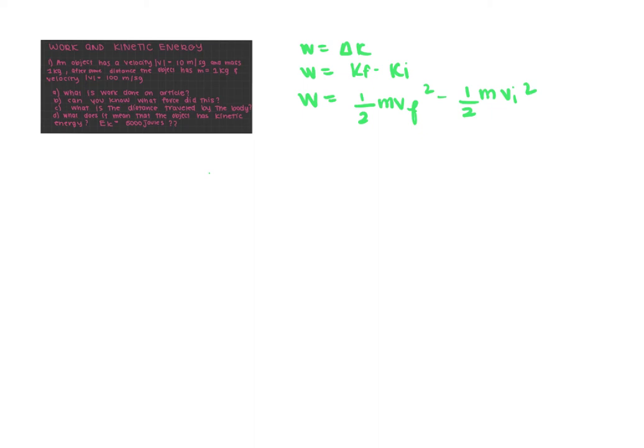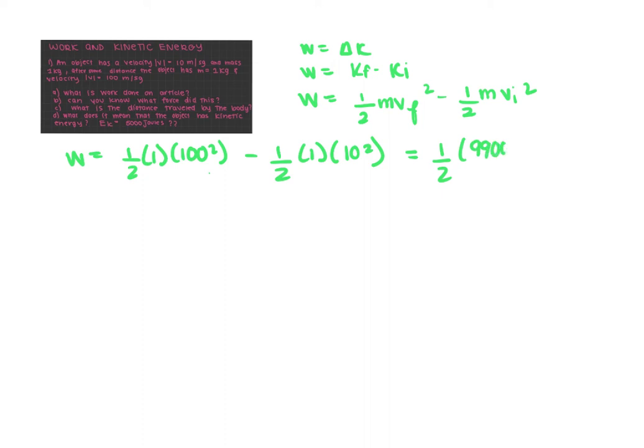So we use this and plug in the values which we have from the problem, and W equals half the mass, which is 1, times 100 squared, that's the final, minus half the mass, which continues to be 1, times the initial, 10 squared. As we simplify that, the problem is half times that, which equals roughly 5,000 joules, because it's newtons over meters. Now for answers, that's answer A.